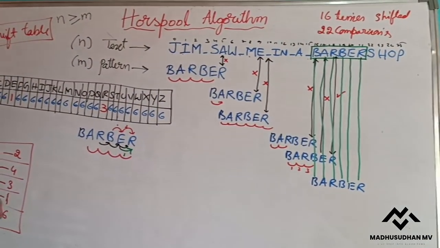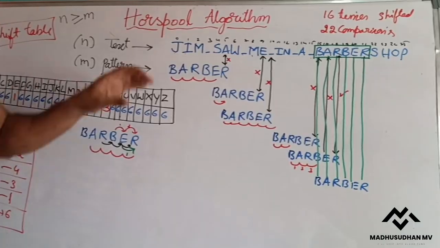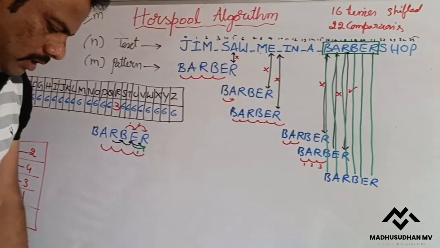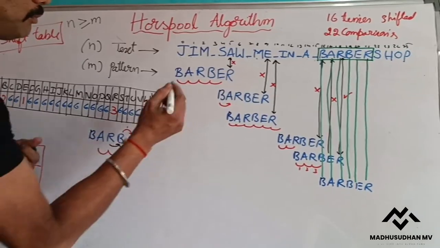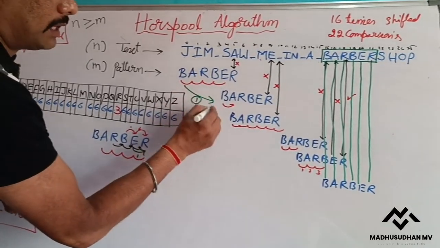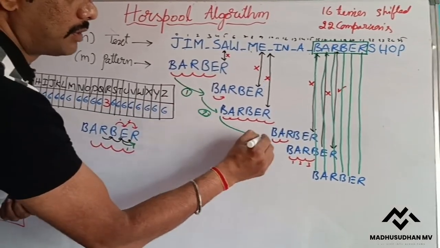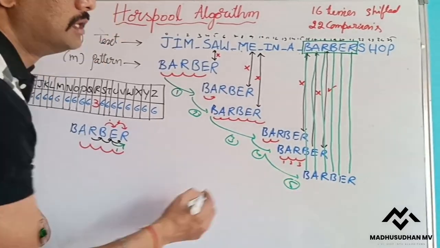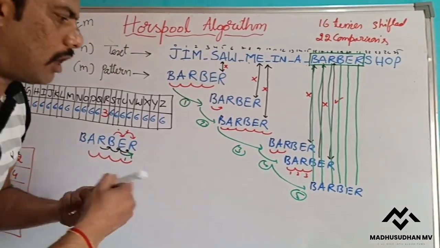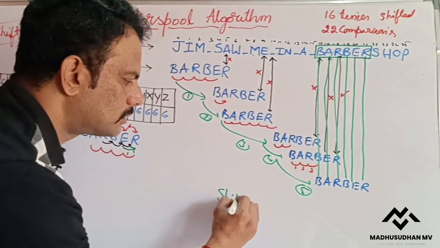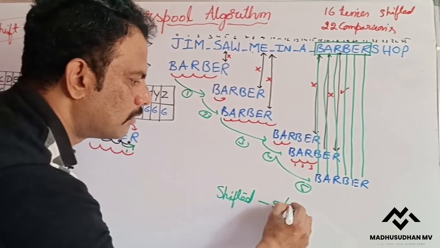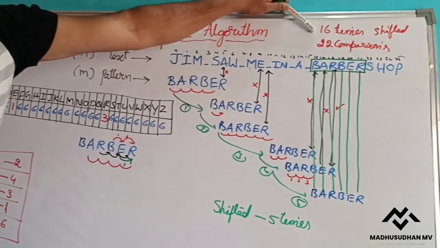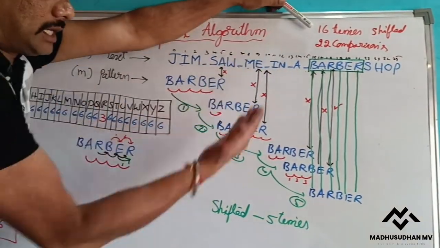Now if you observe how many shifts I did, this is the first time we aligned. First time I shifted from this position to this position, one time. Next two times, now here to here three times, here to here four times, here to here five times. So 5 times we shifted. By applying brute force, how many times? 16 times. 16 times versus 5 times.